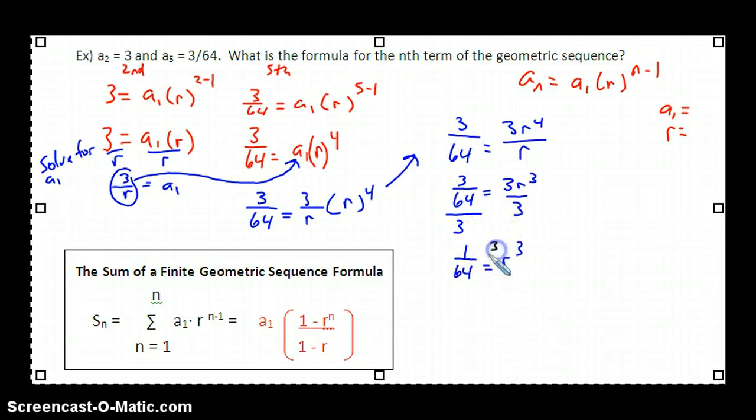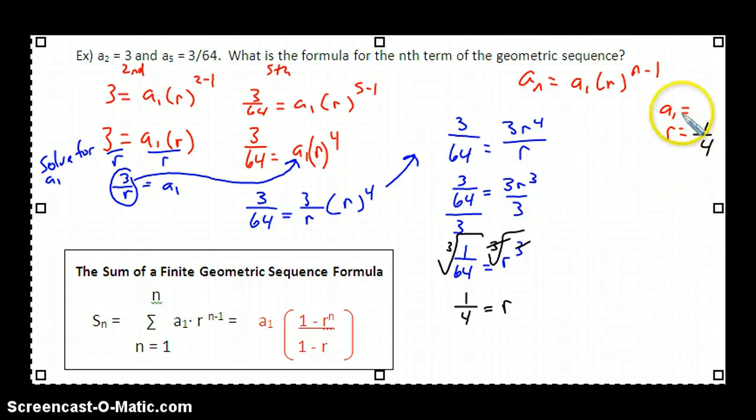Get rid of the third power by taking the third root. Now I can take the third root of this, because both of these are perfect third roots. The third root of 1 is 1, and the third root of 64 is 4. Again, I could use my calculator to find that also if I wanted, but I know that 1 and 64 are both perfect third roots. So I've got the r value.